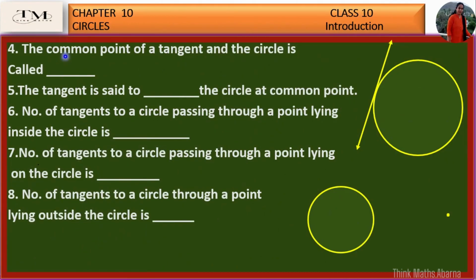The common point of a tangent and the circle. A tangent touches the circle at only 1 point. So this point may be P. This P is called the point of contact. Next, fifth question. The tangent is said to dash the circle at the common point.